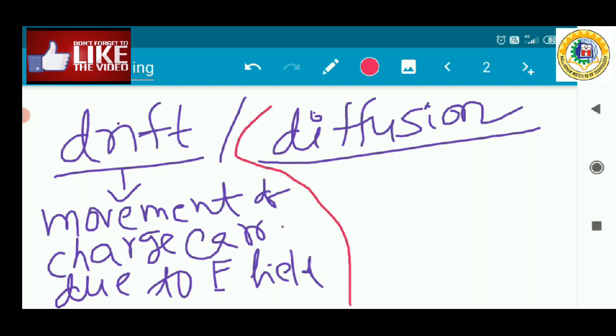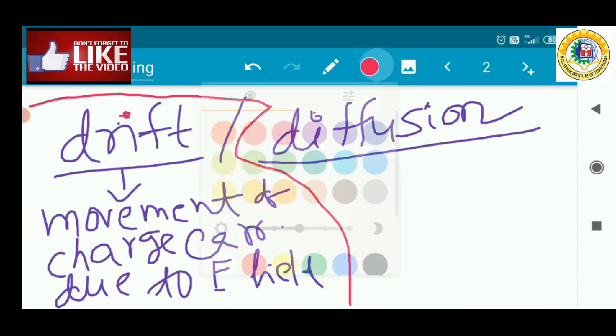Whenever an electric field is applied onto the semiconductor, and because of this electric field the charged particles move inside the semiconductor, this phenomenon is called drift. With the application of the electric field the charge carriers move inside the semiconductor and generate some amount of current. That current is also called the drift current.